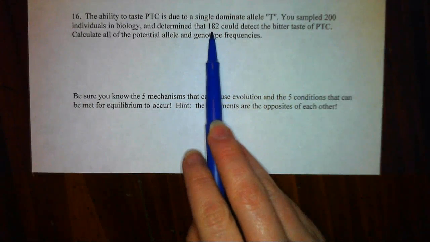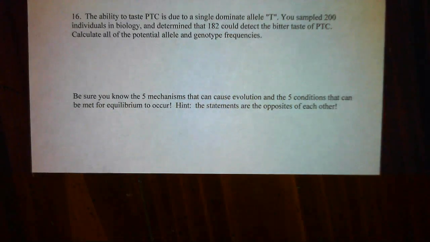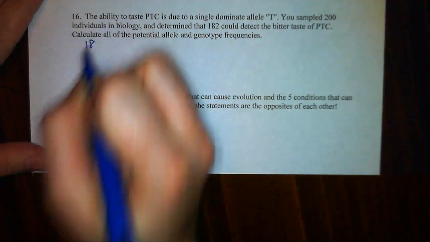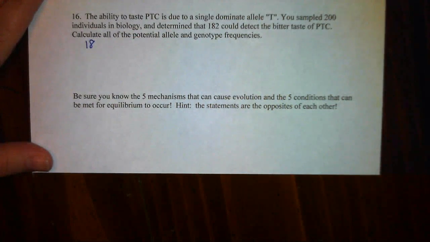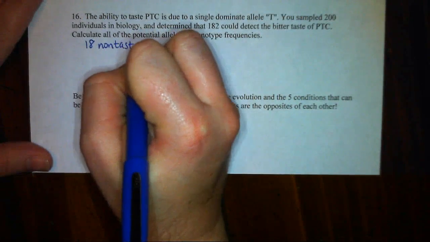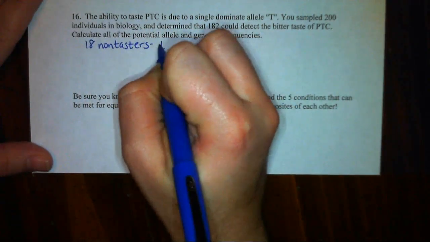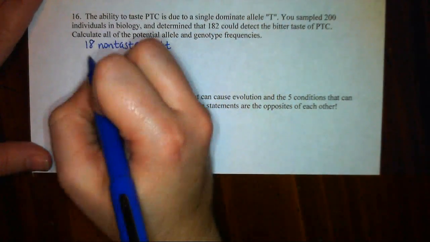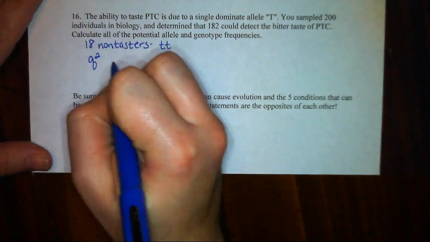Because we can't split up those two groups, we don't know how many of those 182 belong to homozygous dominant and how many belong to heterozygous, we really need to start off by thinking about our non-tasters. So in this scenario, 18 out of our 200 individuals are non-tasters. In other words, 18 individuals are going to be homozygous recessive. Homozygous recessive in our Hardy-Weinberg variables is represented by q squared.